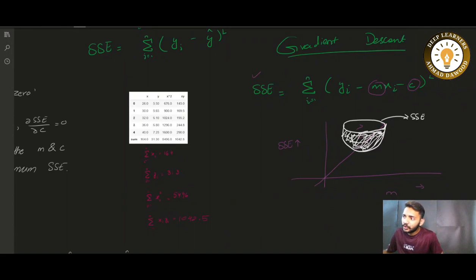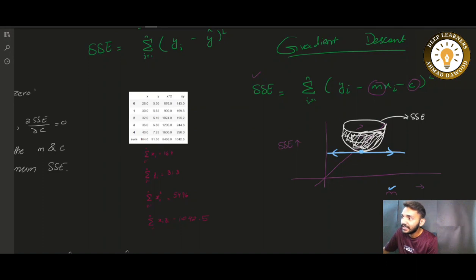Now our target is to find the values of m and c where our SSE is minimum, like at this position. What should be the value of m, and what should be the value of c? This is our target.